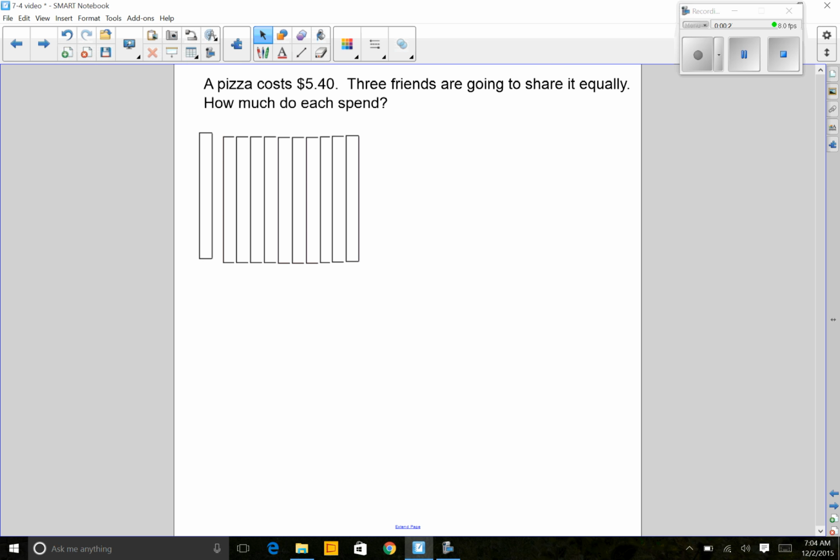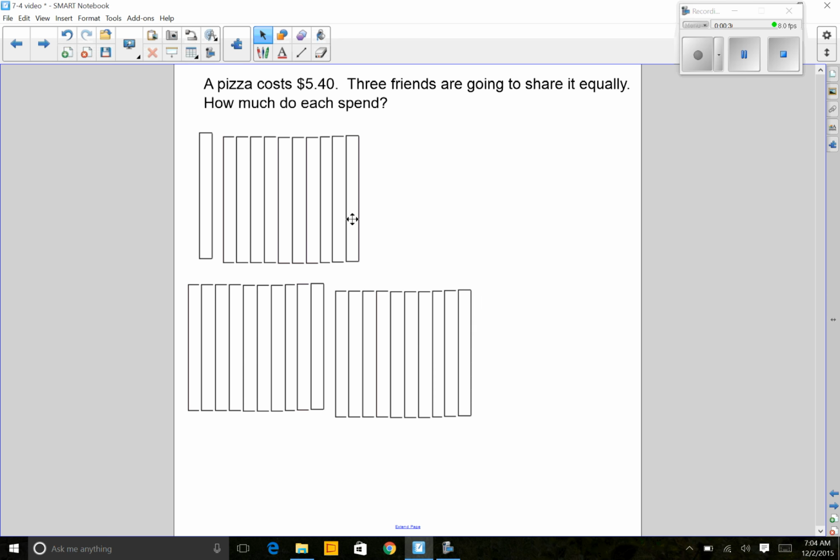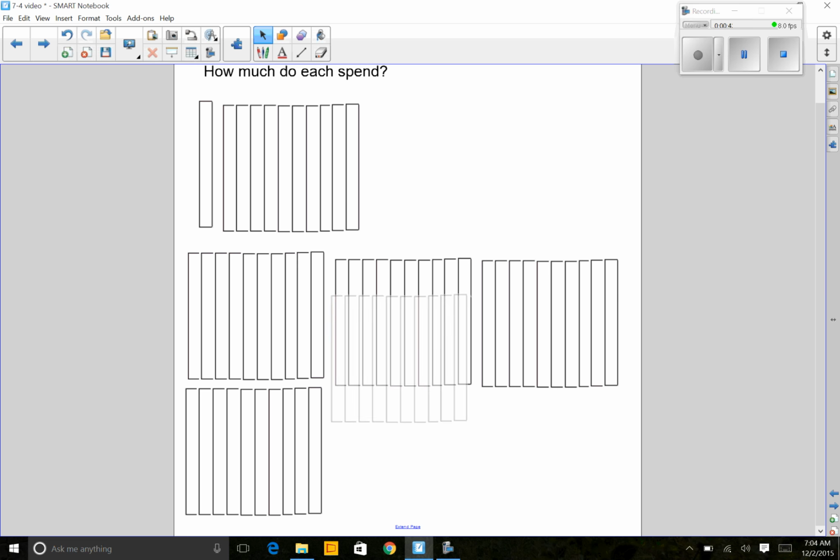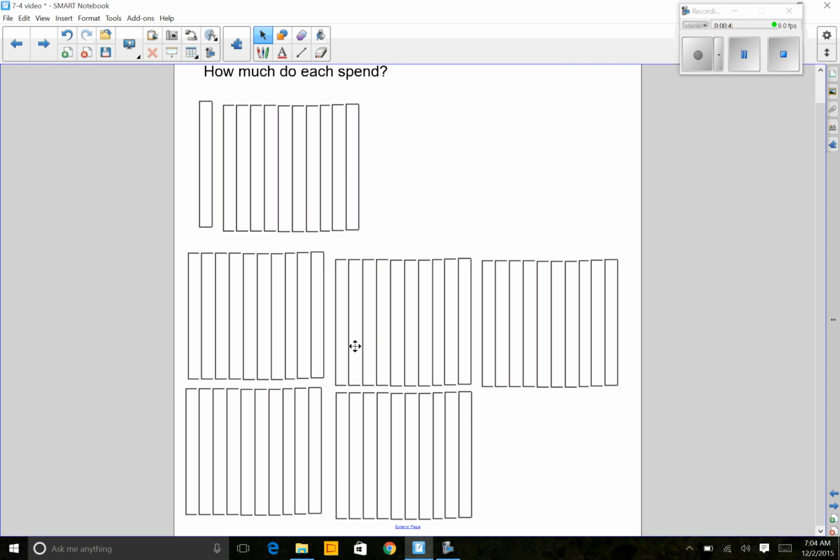So if I take $5.40, I could do that by having each one of these as a whole. 1, 2, 3, 4, 5. So there's $5, right? And I need 40 cents. 1, 2, 3, 4. So there's my $5.40.